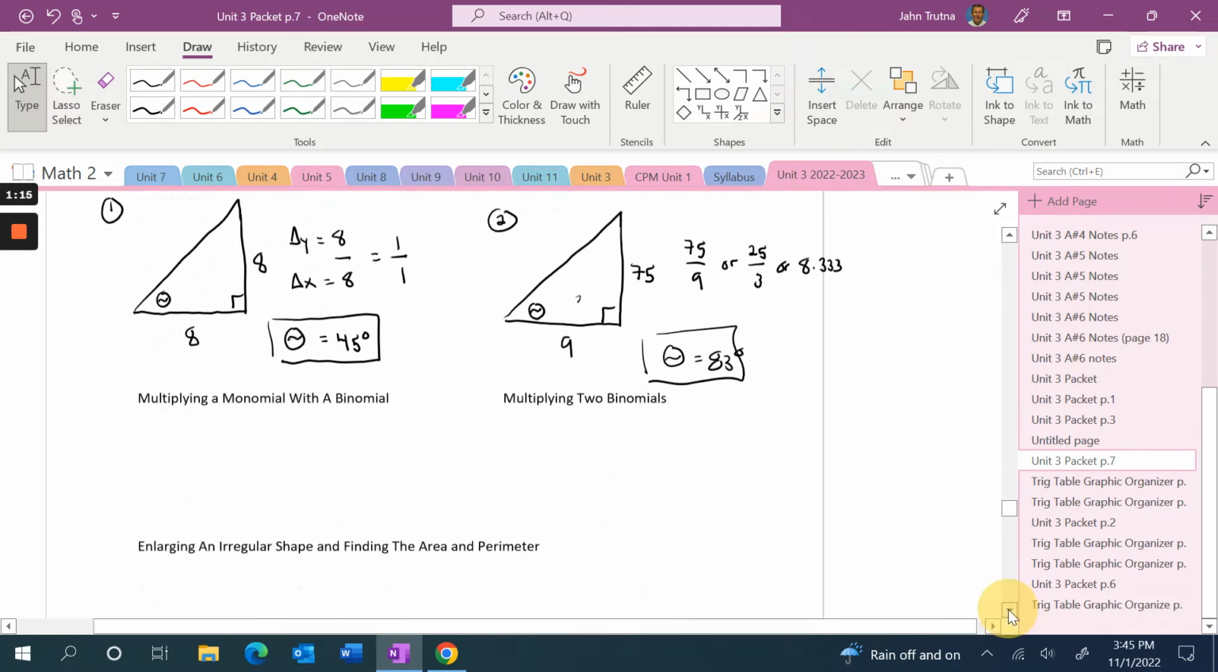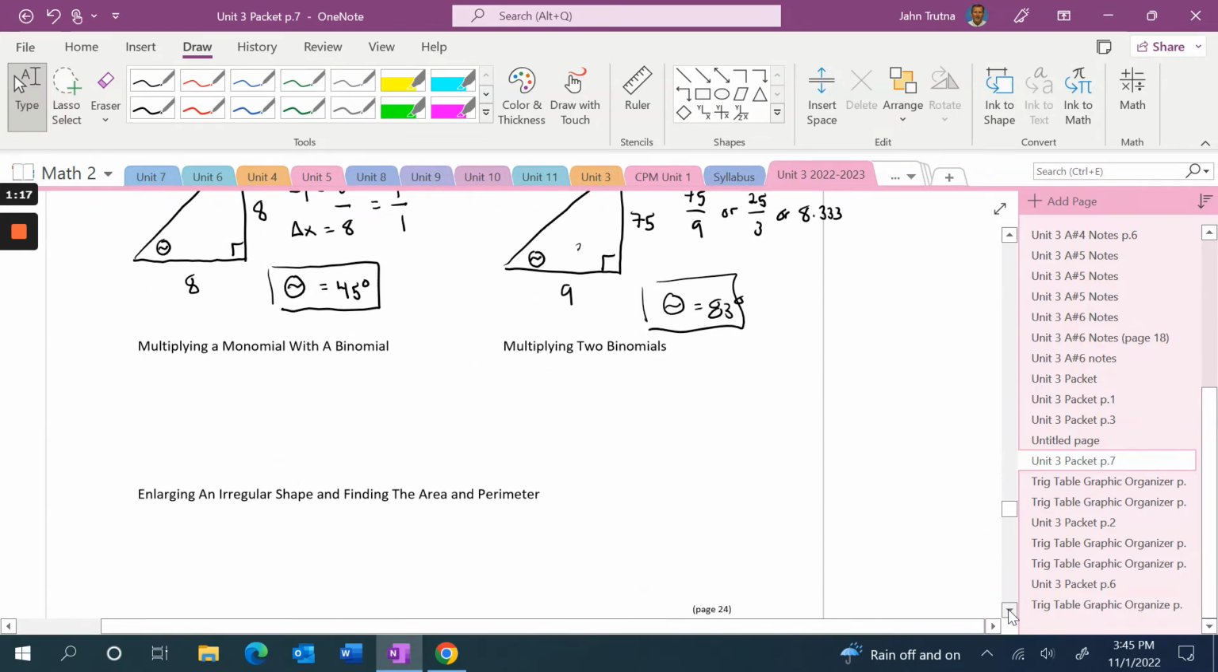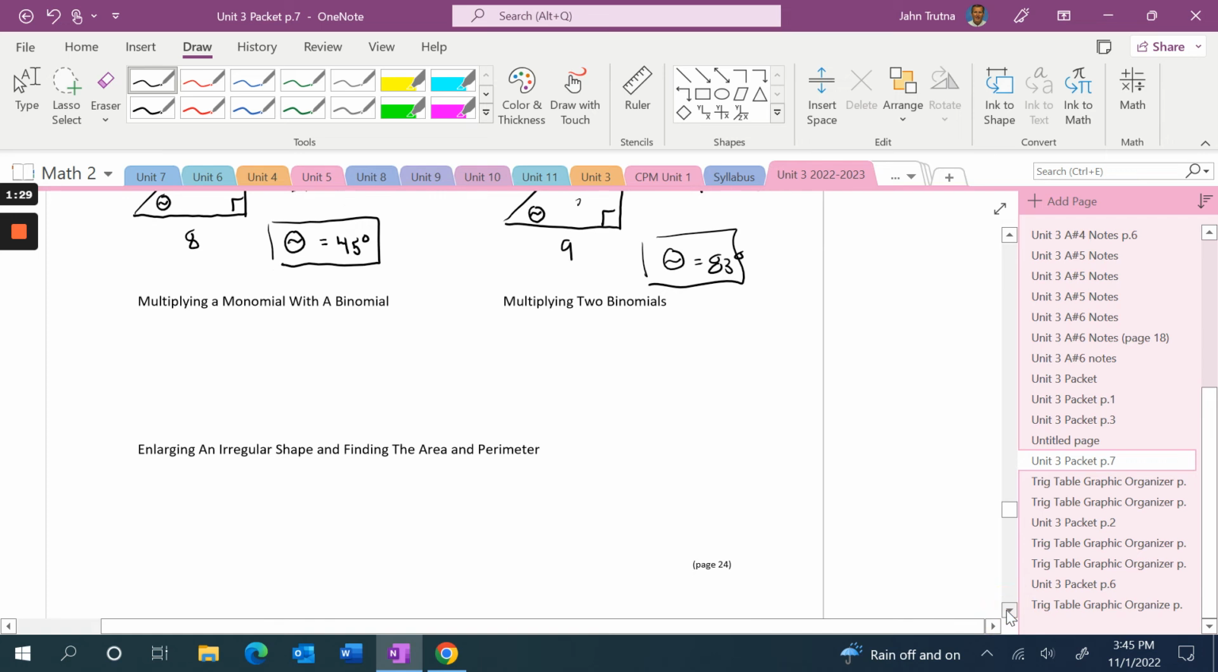But for the video, what we're doing today is we're going to go over how to multiply a monomial with a binomial, how to multiply two binomials, and then how to enlarge an irregular shape and then find the area and the perimeter of that irregular shape, okay?